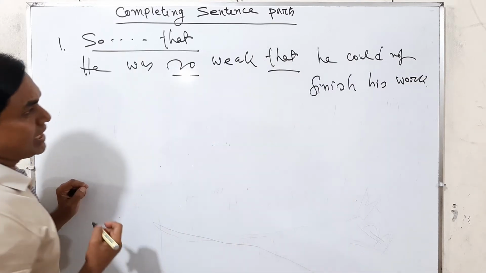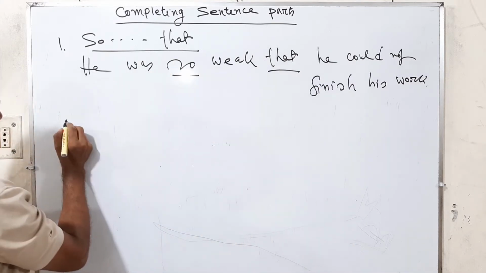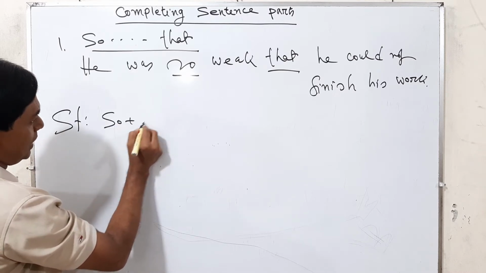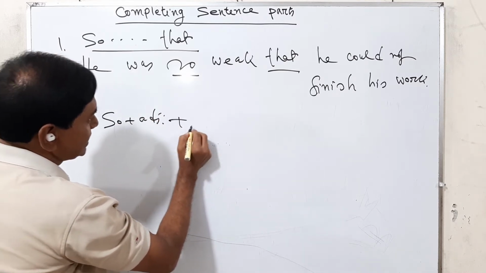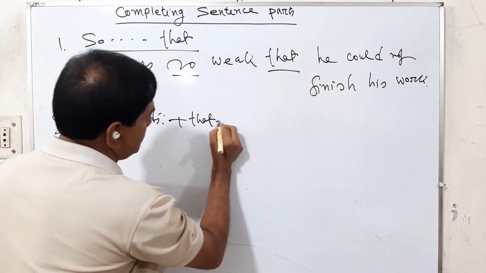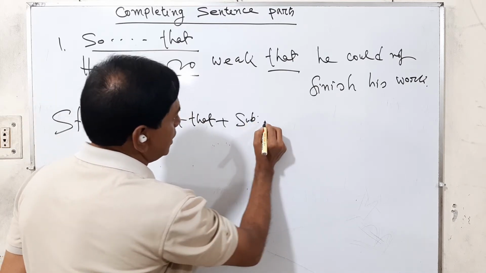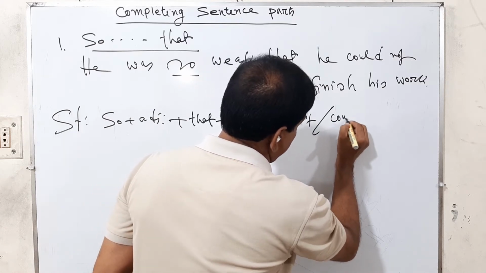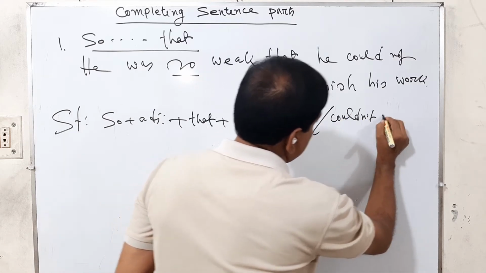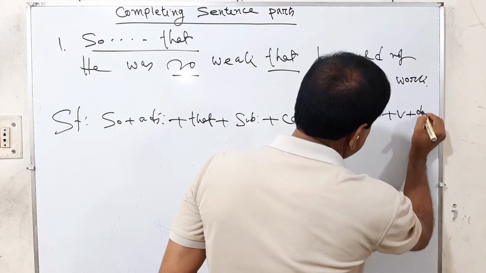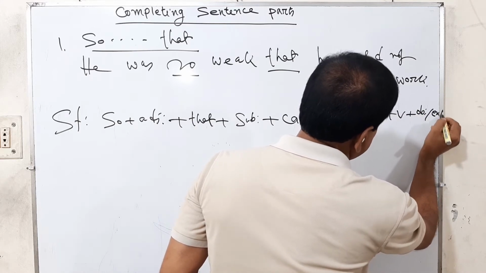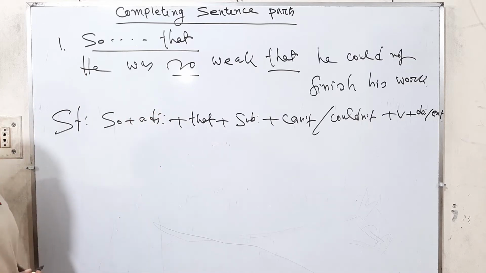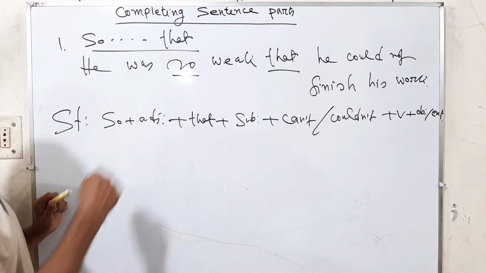Now you can easily understand this structure, that is, structure so plus adjective plus that plus subject plus cannot or could not plus verb plus object or extension. It is the basic structure of this sentence. You can write hundreds of sentences following this structure.